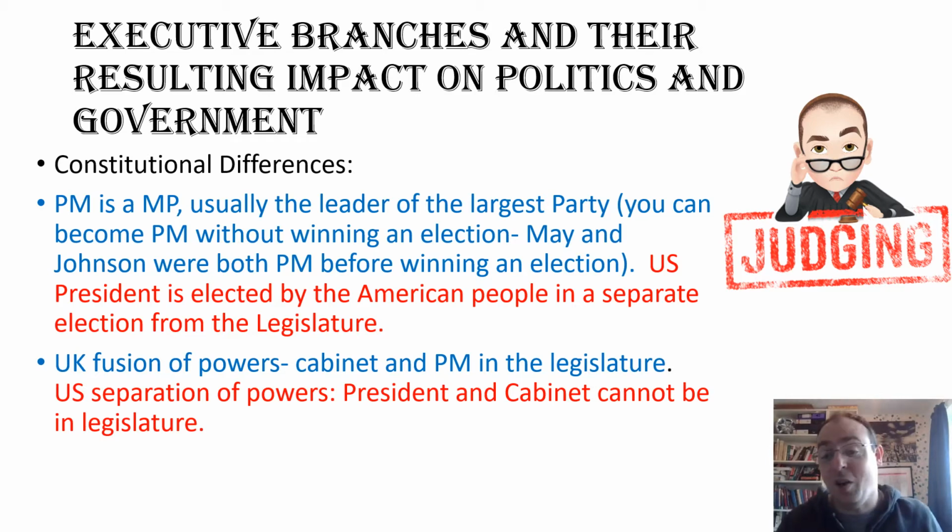Now, this is a constitutional difference, and the key bit behind this is the separation of the legislature from the executive in the US, which doesn't exist in the UK, because the UK has this kind of fusion of powers where cabinet and prime minister come out of the legislature. In the US, you've got separation of powers where the president and the cabinet cannot be members of the legislature. So that separation gives a key constitutional difference, and it has a lot of impact later on, as we'll see, in terms of power.